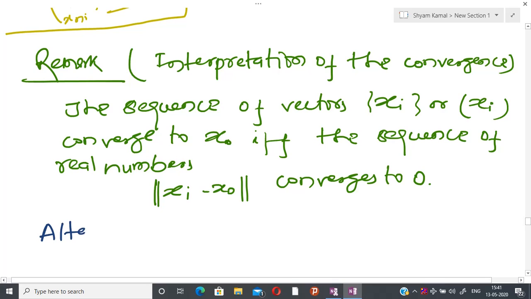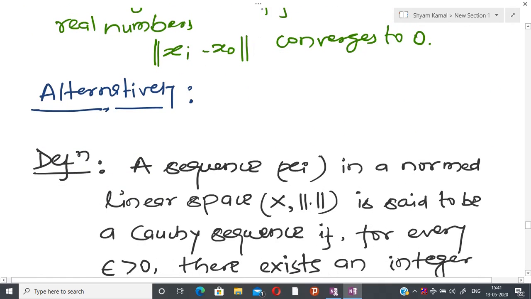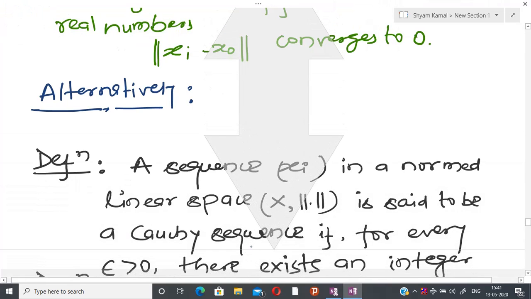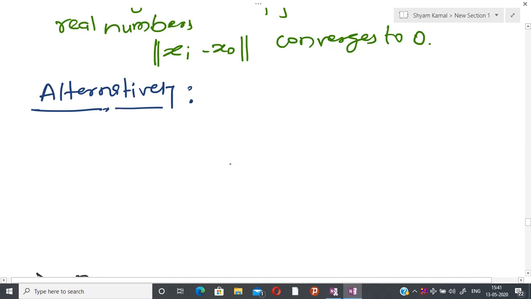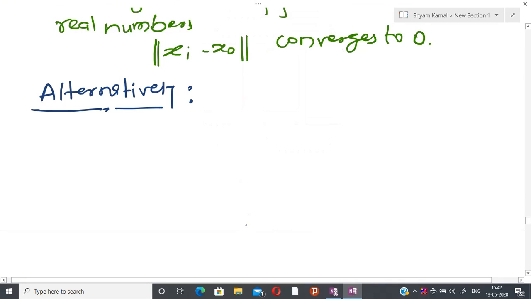Alternatively, I can also interpret this definition in terms of the ball, and the notion of ball is very important. We will see that during the definition of stability, because that is one of the main concerns of this course. Due to that reason we are learning so much, that is, how to define the stability. So in order to define stability, these concepts are required.